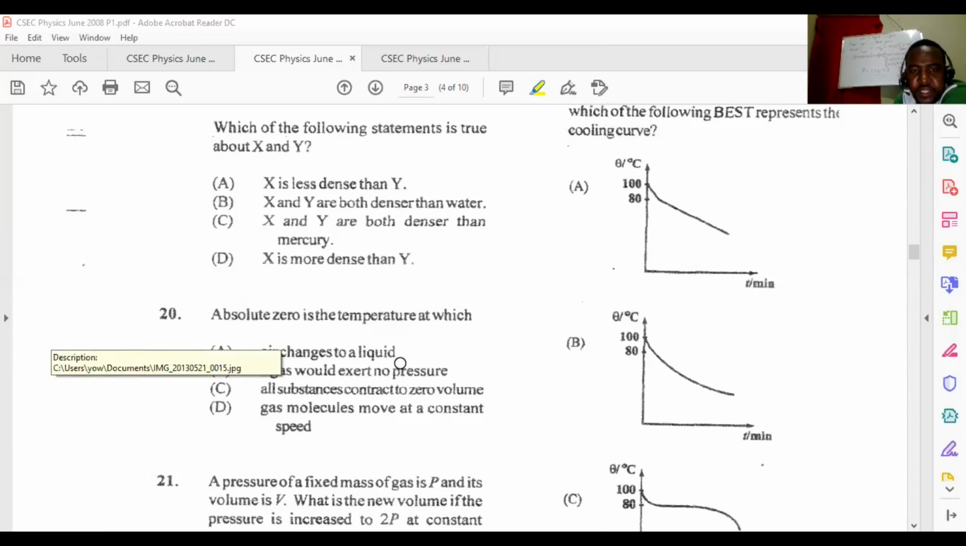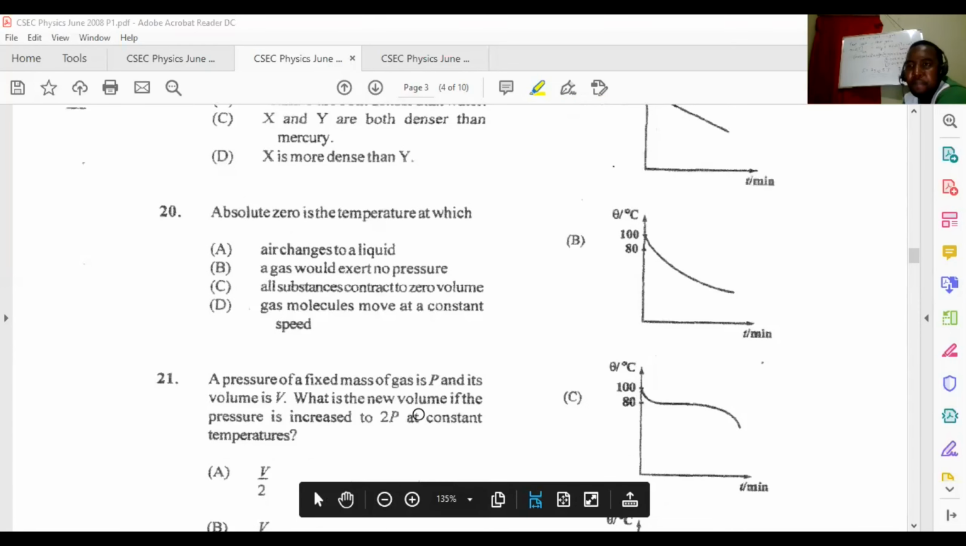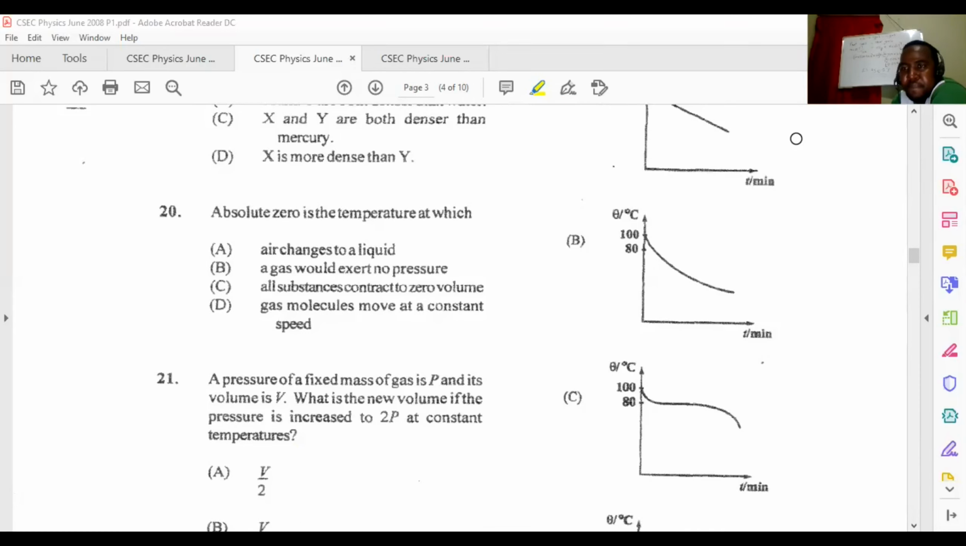Absolute zero is the temperature at which... Anyone knows what absolute zero is? Absolute zero is like 0 Kelvin, which is negative 273 degrees Celsius. Yes. So what does that temperature tell us?